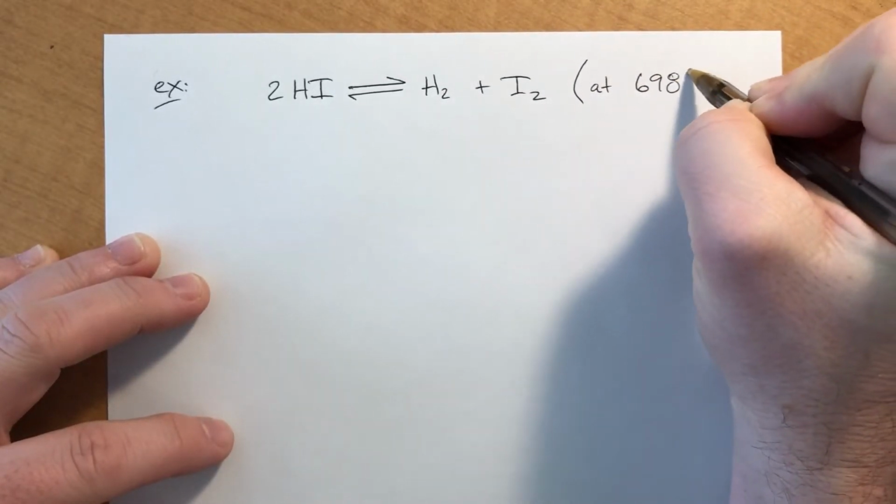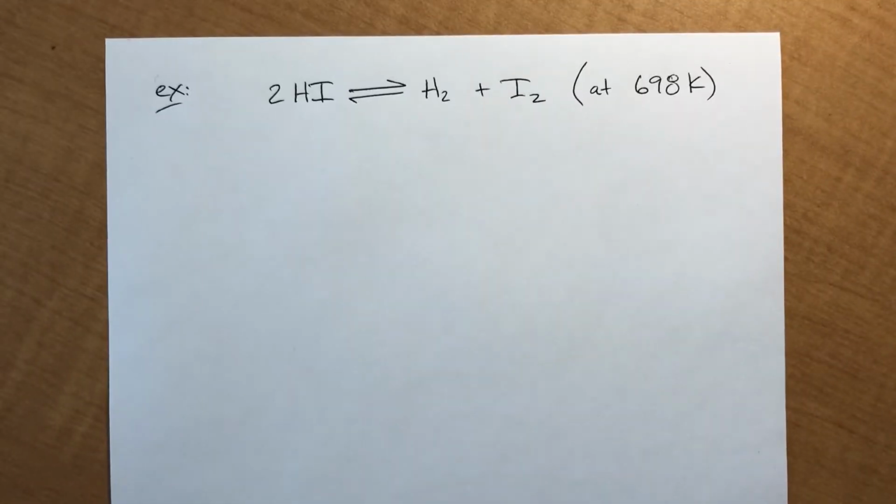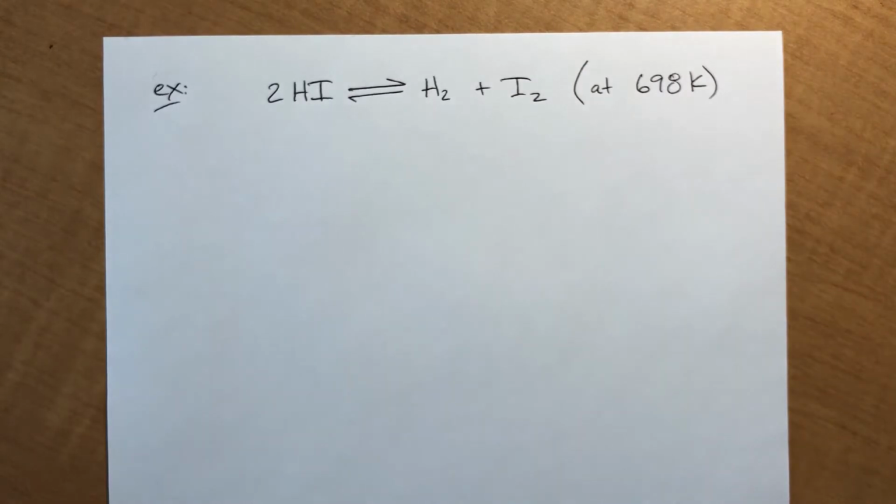But this has to be done at really high temperatures. 698 Kelvin is pretty hot. Okay. 373 Kelvin is boiling water temperatures. So significantly higher than that.